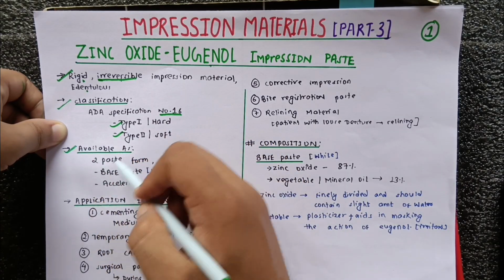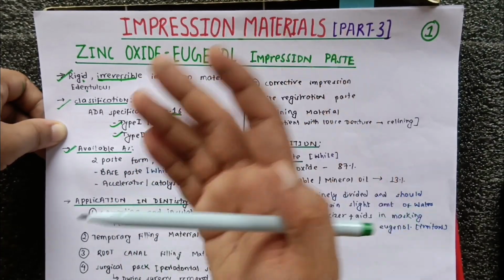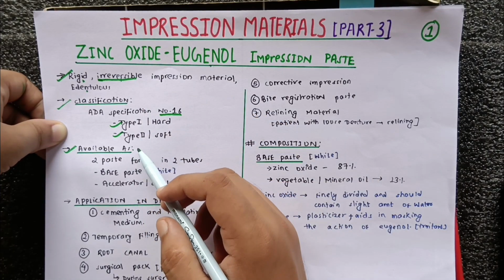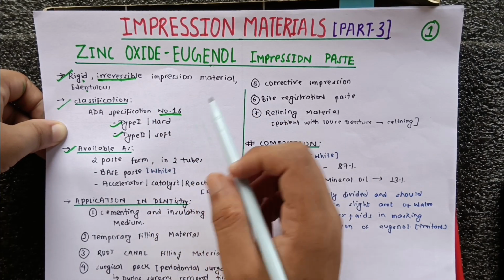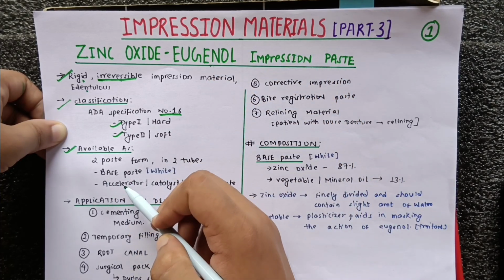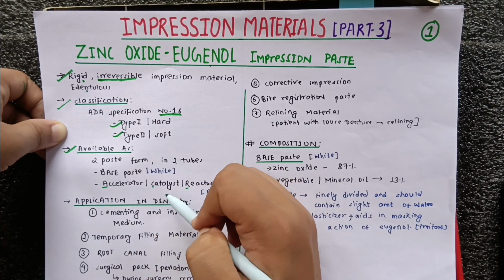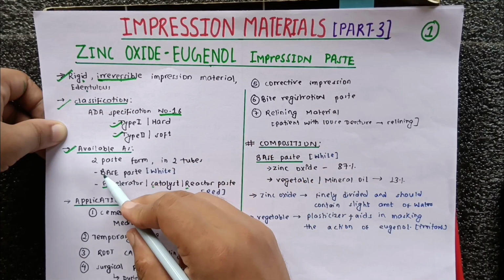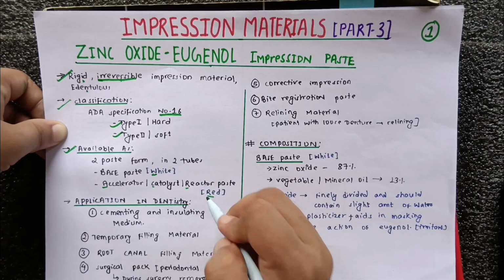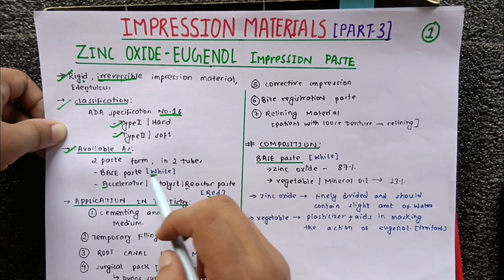And availability: it is available as a two paste system. In the previous video I discussed this somewhere, I think I remember. Zinc oxide eugenol impression paste has two pastes. One paste is the base and the other paste is the accelerator, or the catalyst, or the reactor. The base paste is white in color and the reactor is red in color. R for R, you can remember it like that: reactor is red and the base paste is white.